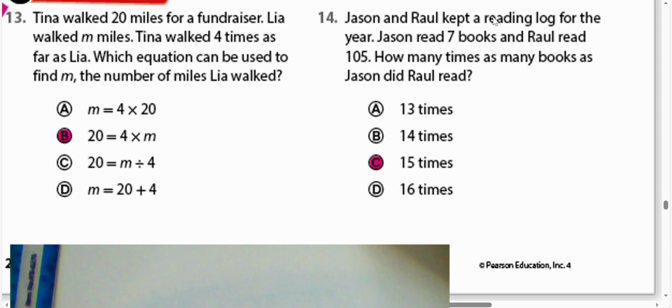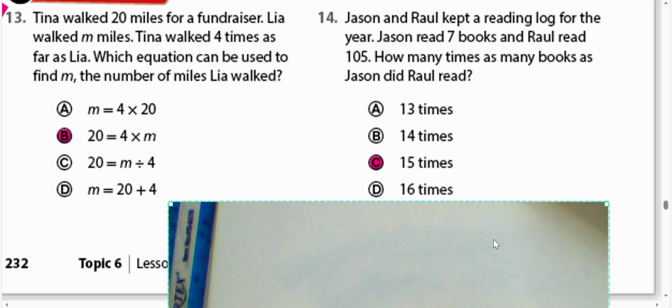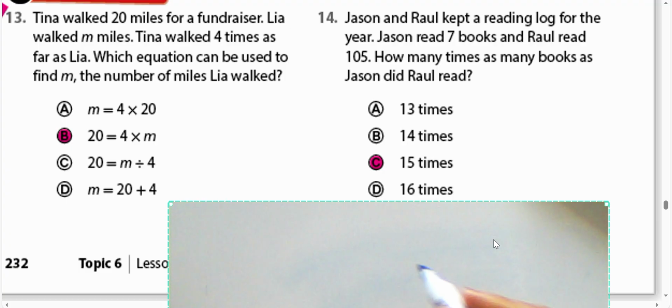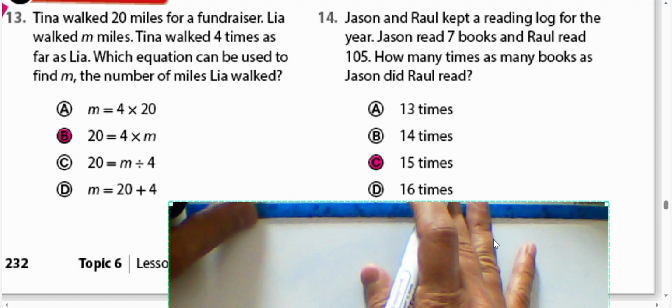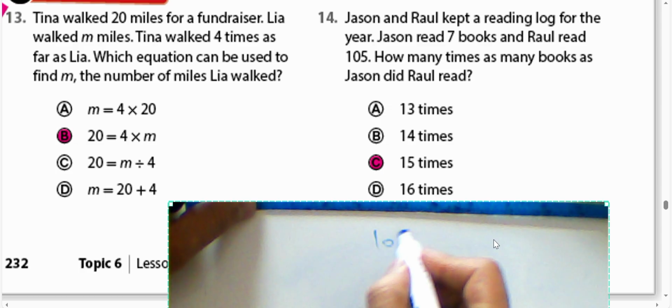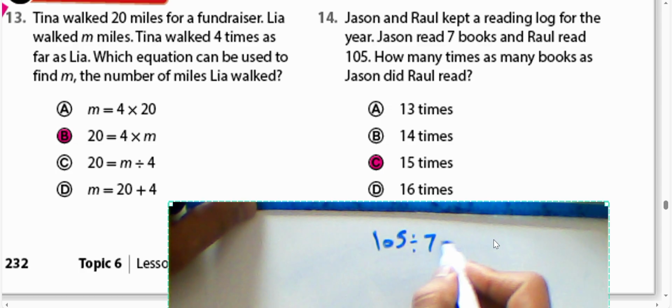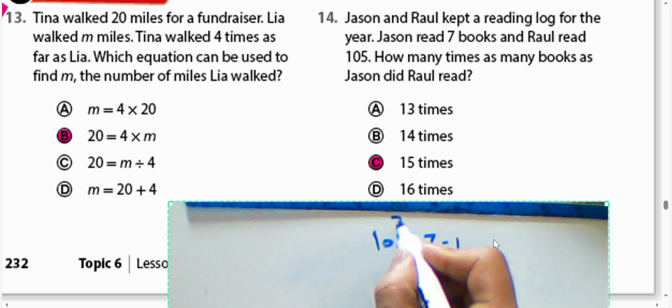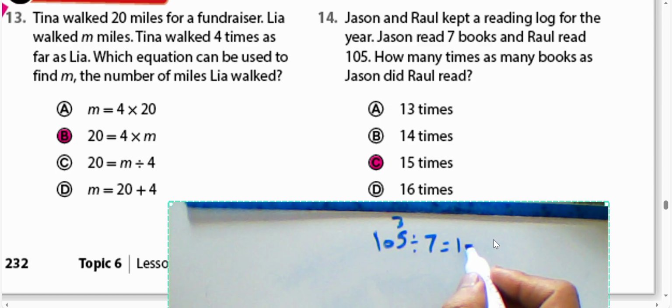Jason and Raul kept a reading log for the year. Jason read 7 books and Raul read 105. How many times as many books did Raul read? We can divide 105 by 7. It will be 15. Okay, there are steps here. 105 divided by 7. 10 divided by 7 equals 1, and the remainder 3. 35 divided by 7 will be 5. Then the result will be 15.